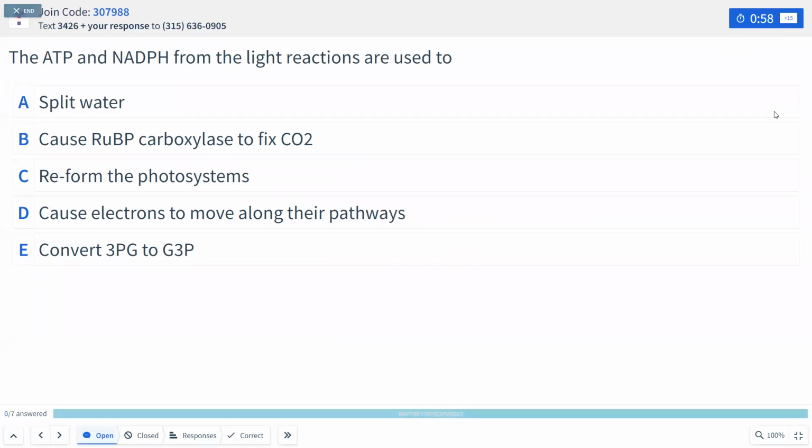I'm gonna go a little faster on these last ones, so I just want to get through a bunch here. I've got like 12 questions here. The ATP and NADPH from the light reactions are used to do what?